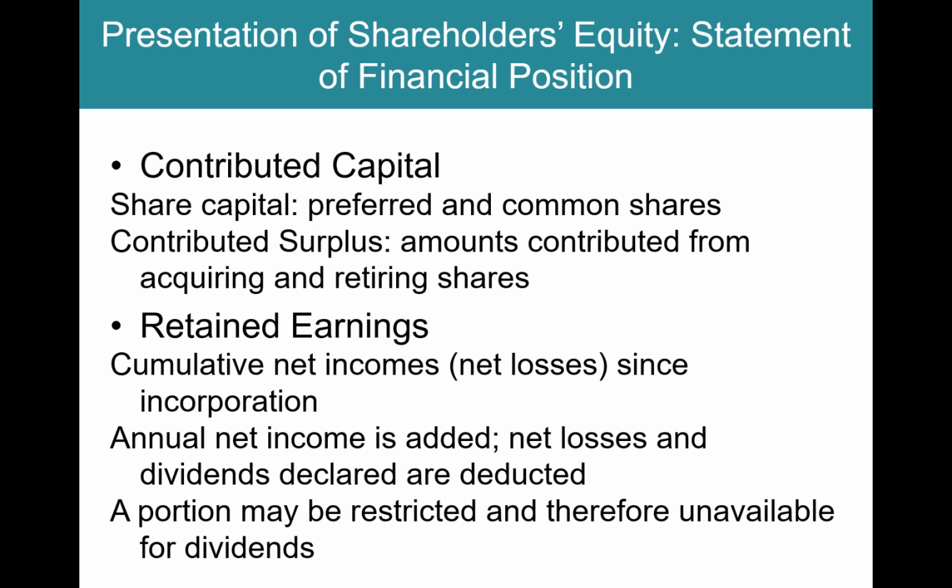In terms of presentation of shareholders' equity, on the statement of financial position, we have contributed capital. That's our share capital, which is your preferred and common shares. And then we have something called contributed surplus, and those are amounts contributed from acquiring and retiring shares. We have retained earnings. These are your cumulative net incomes or net losses since incorporation. Annual net income is added and net losses are deducted, as are dividends, from retained earnings. A portion of retained earnings might be restricted and therefore unavailable for dividends as well.